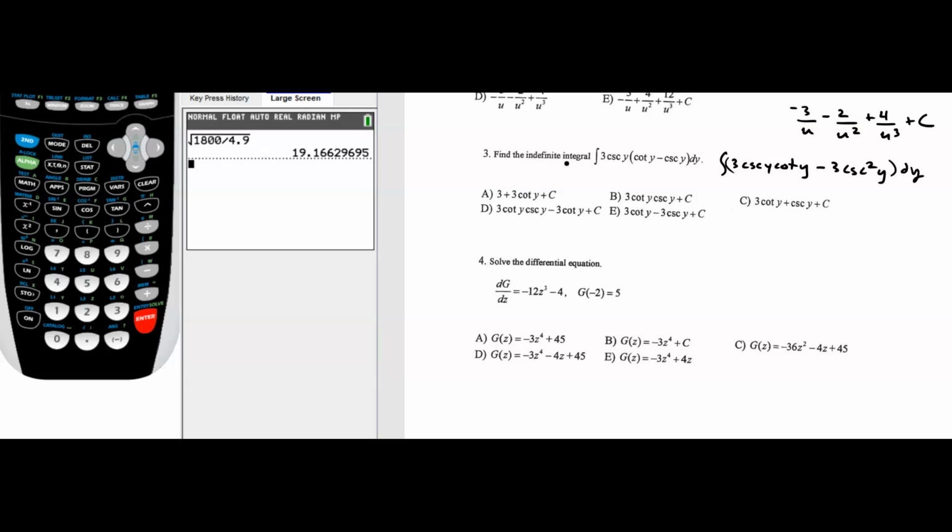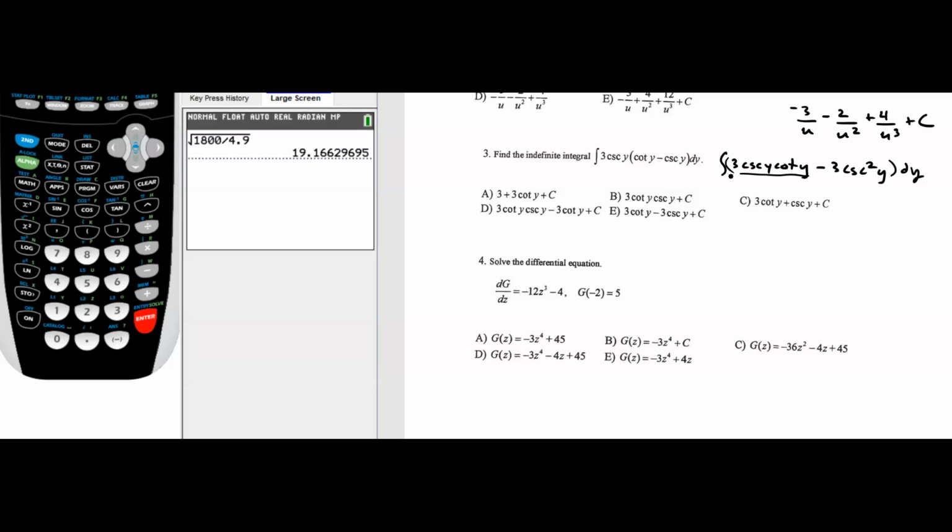So that might not have been a bad idea. But hopefully the way I've written it here doesn't prevent us from being able to answer the question. So I'm saying, what function has cosecant y cotangent y as its derivative? Well, I believe it was cosecant that had a derivative of negative cosecant cotangent. You can look at that table, that chart that you have, and see if you can pick that from there. So cosecant has negative cosecant cotangent as its derivative.